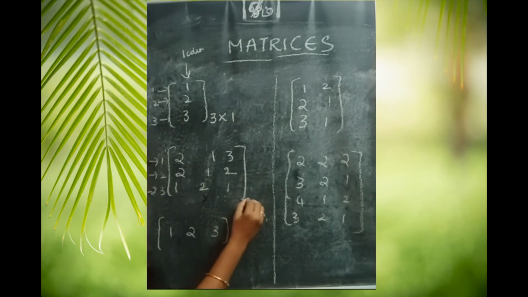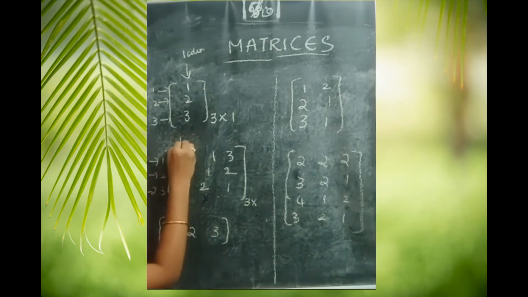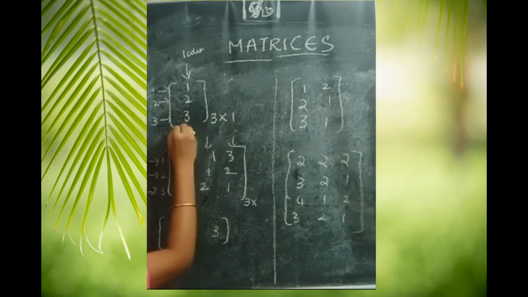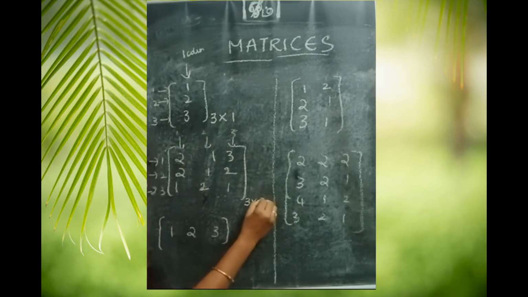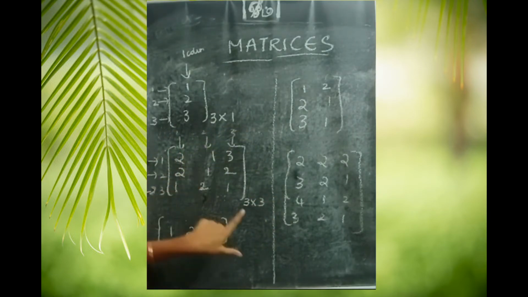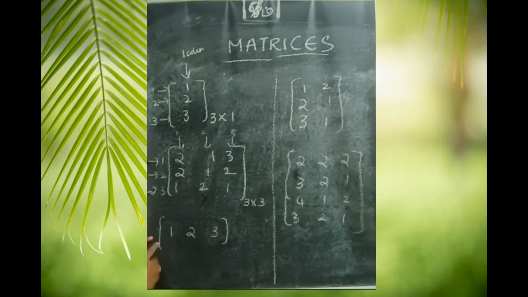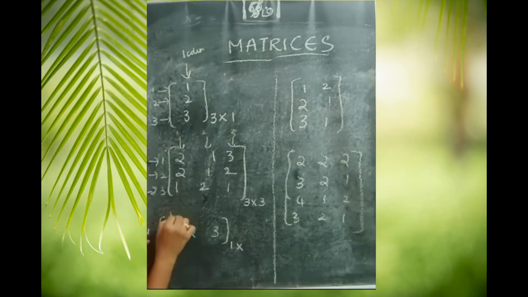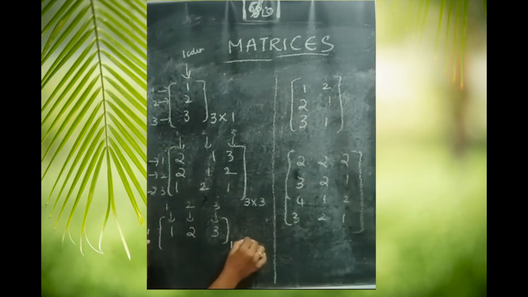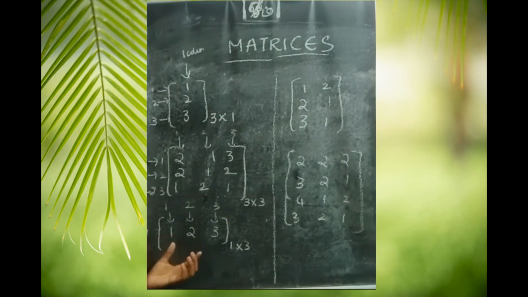3 rows. 3 by how many columns are there? 1, 2, 3. 3 columns. So, this matrix order is 3 by 3. Next. See here, how many rows are there? Only 1. So, 1 by how many columns are there? 1, 2, 3. So, 1 by 3. The order of this matrix is 1 by 3.